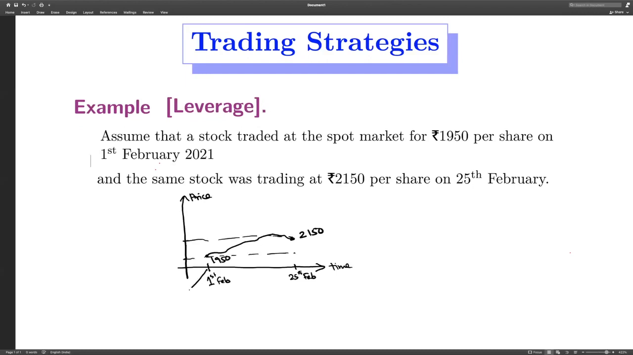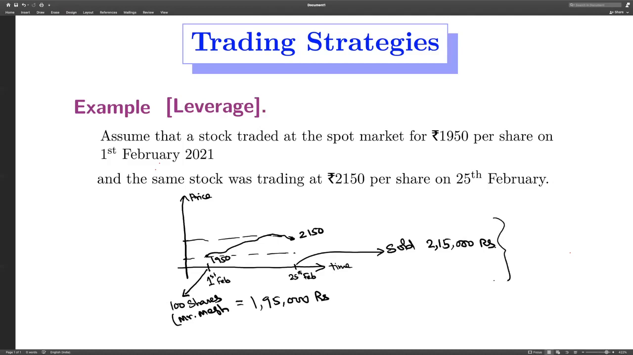Assume that a trader bought 100 shares on 1st of February. Let's call the trader Mr. Meg. So it means he spent 1,95,000 rupees and bought 100 shares on 1st of February, and he sold these stocks on 25th February and thereby he got back 2,15,000 rupees. So it means in this trade, Mr. Meg got rupees 20,000 profit.